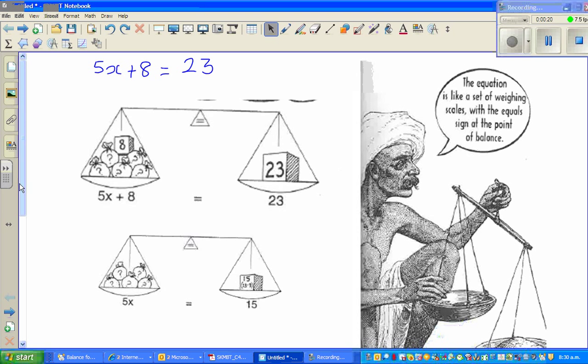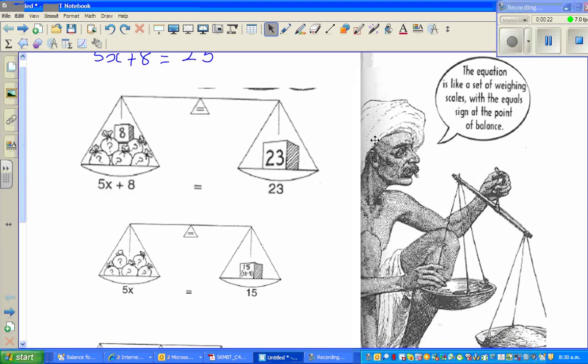Now, this I have copied from one of the books, a maths book. So, here is a person using a balance. Okay. So, what is he saying? The equation is like a balance, like a set of weighing scales. So this is a weighing scale or a balance with an equal sign at the point of balance. So this is where you put the equal to sign.